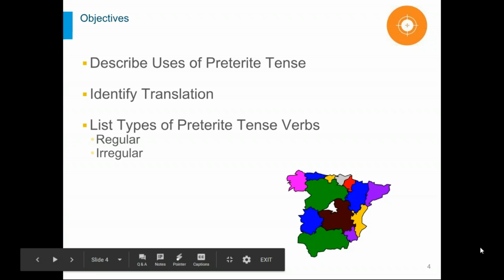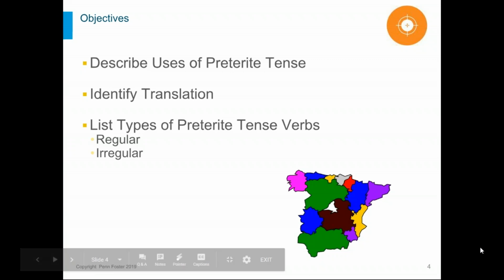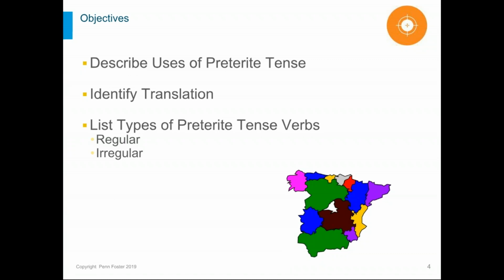So in today's webinar, we will discuss the uses, translations, and types of verbs within the preterite tense. And that will include both regular and a wide variety of many irregular verbs as well.